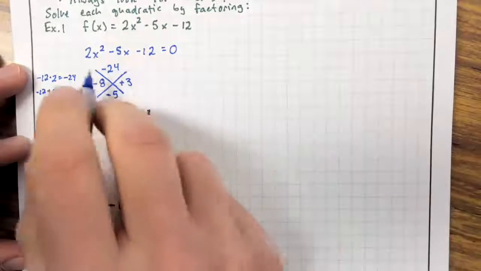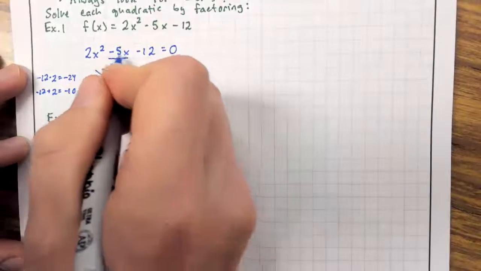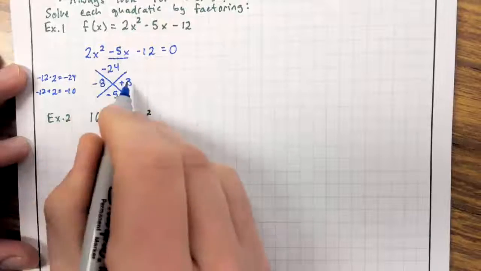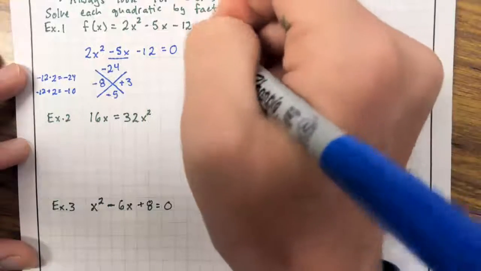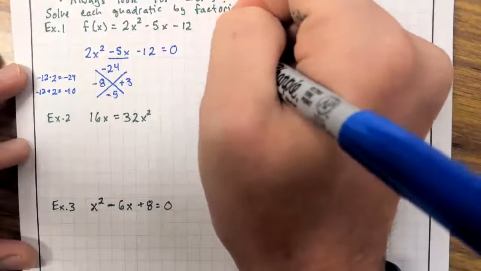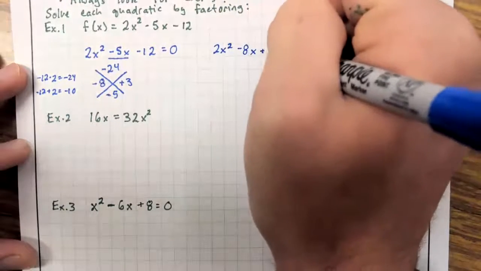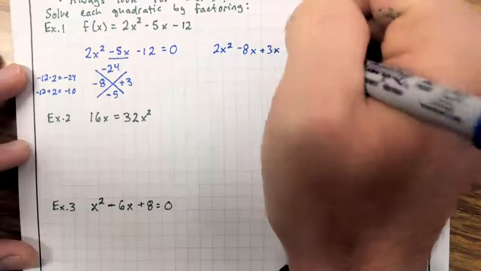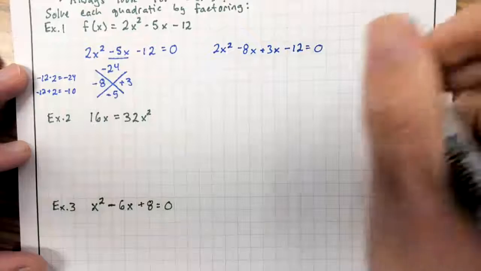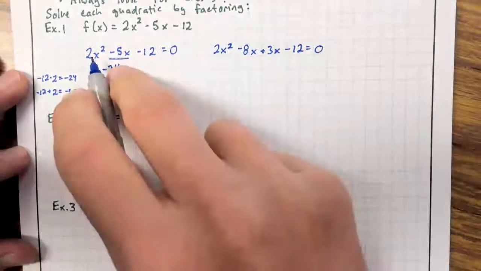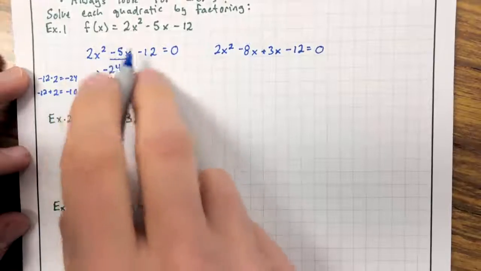All right, so when you got these factors figured out, you are going to replace this b value, the negative 5x, with these two factors. You're essentially expanding it and rewriting this. So hey, it's going to look like this: 2x squared minus 8x plus 3x minus 12 equals 0. All right, so you should always be able to get back to where we started. If I added these together, I would make my negative 5x.